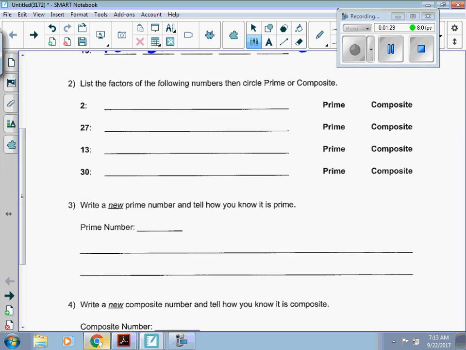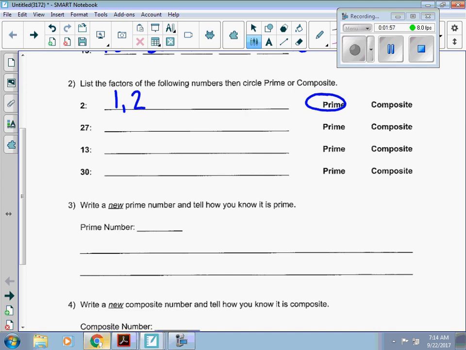Factors, where the goal number is the answer, and we are just looking to make the problem. So the only way to multiply to get to 2 is 1 times 2. And when there's only 2 factors, the answer is prime. If there's more than 2, it's composite, but if there's just 2, it's prime. Remember, 2 is our special one. It's the only even number that is prime.